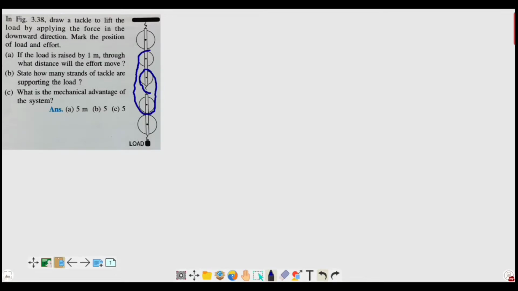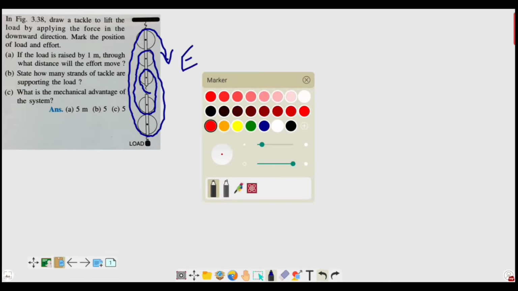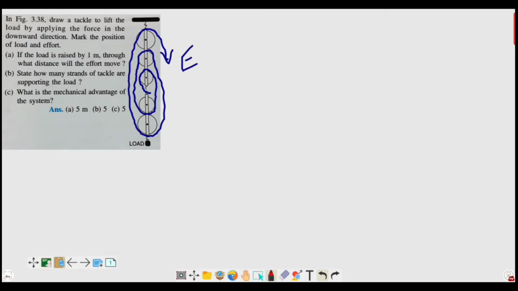Yes, I discussed earlier how to draw when one of the... Yes, but it should be straight. This indicates the effort. See, this is the first strand, second one, third one, fourth one, fifth one. Everywhere the tension is T.